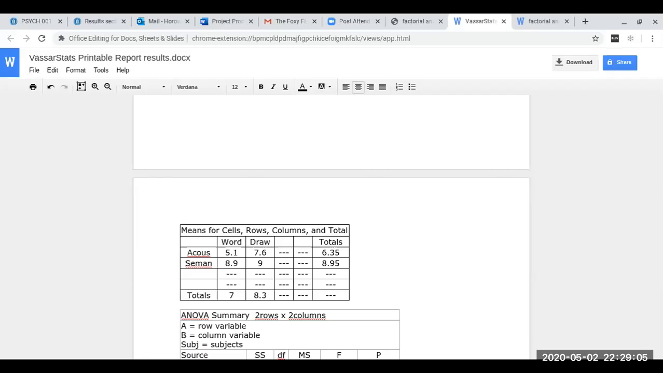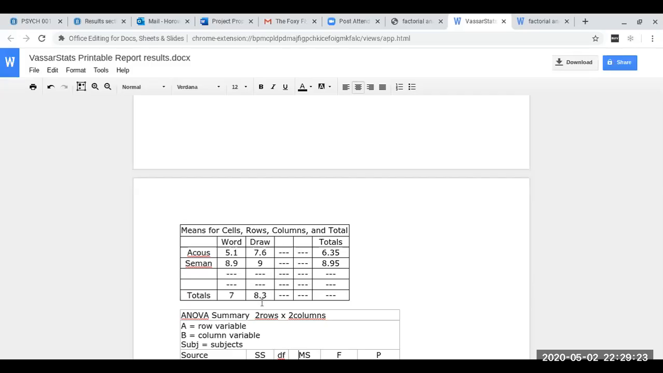Hopefully you guys are still with me. So here is the 4 cell means: 5.1, 7.6, 8.9, and 9. Acoustic and semantic overall, their marginal means to compare for the main effect, and the marginal means to compare for the main effect.